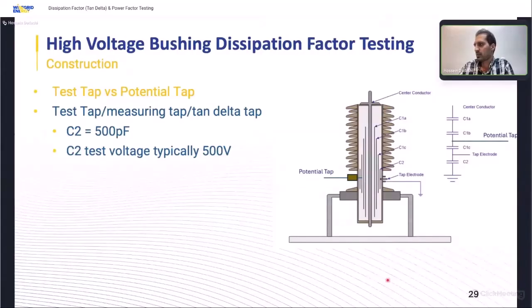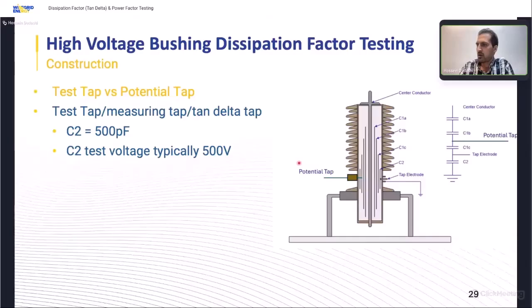In the test tab, the last aluminum foil is connected to a terminal and brought out of the bushing. We normally ground it during operation. So the test tab is here. We have C2 and the test tab, and typically C2 is in the range of 500 to 600 picofarad. Also, the test tab voltage is up to 500 volts.